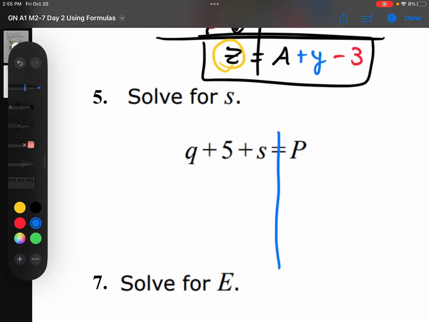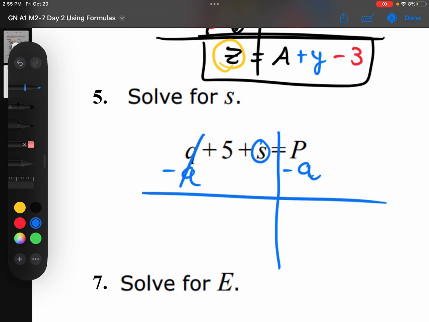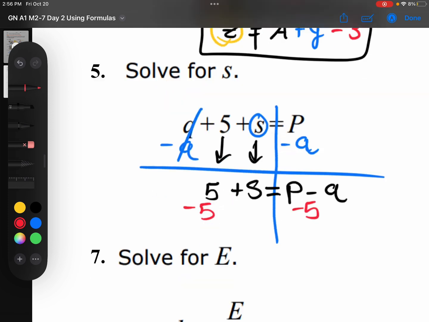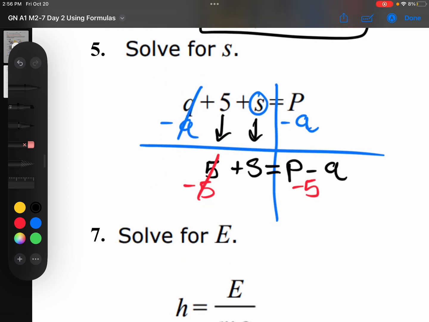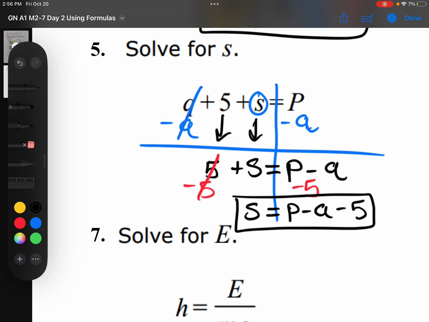So I'm going to draw my line. We are solving for s, so we are going to subtract a q from both sides to get rid of that guy. Once we get rid of that, I know this is going to be p minus q equals, the s is going to come down, the 5 is still there, we didn't do anything with it, and then we have to subtract 5 from both sides to solve for s. And so then I get s is equal to p minus q minus 5. That would be your answer for that one.